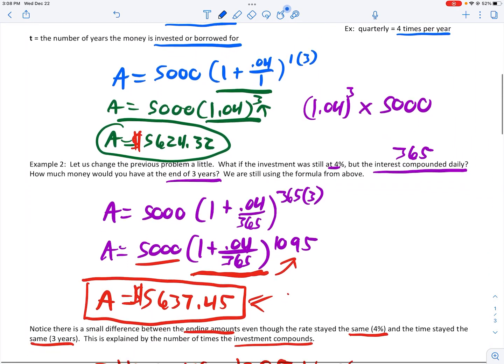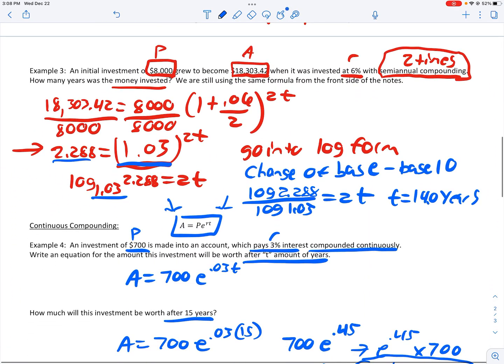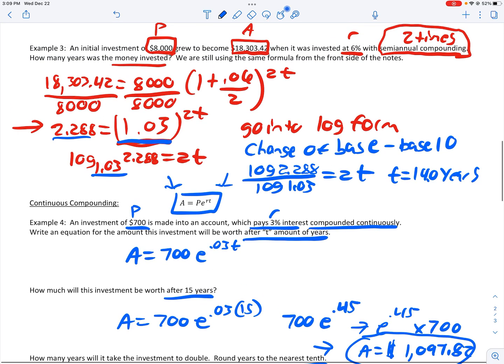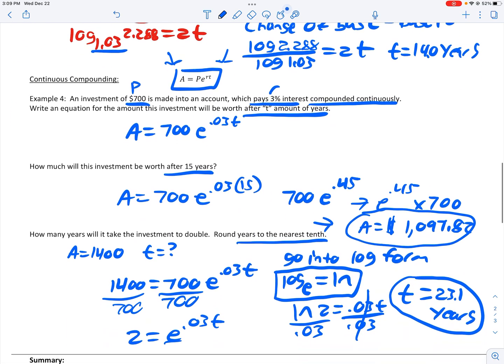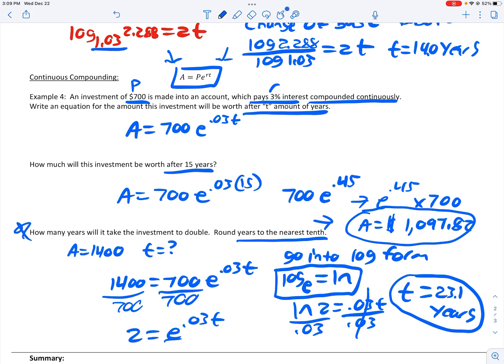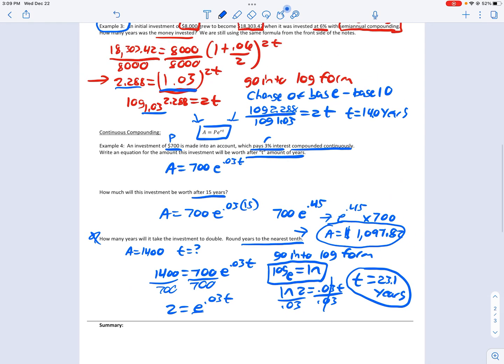The key is, a lot of this you're going to use your scientific calculator, and remember, when you're solving, like example 3 here, the last example, when you're solving for time, you're going to have to end up going into log form, sometimes using change of base, sometimes you don't have to, in order to solve for the time. So anytime I ask you to solve for the time, you're going to have to go into log form.